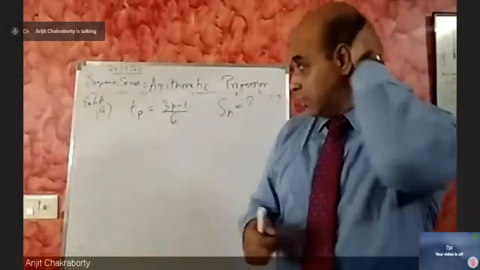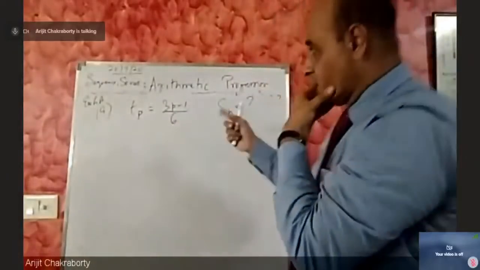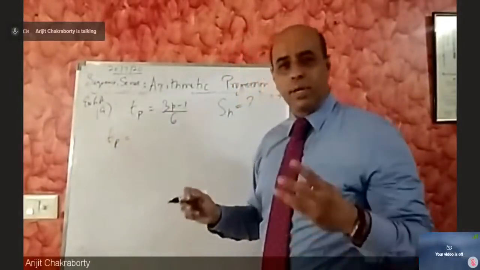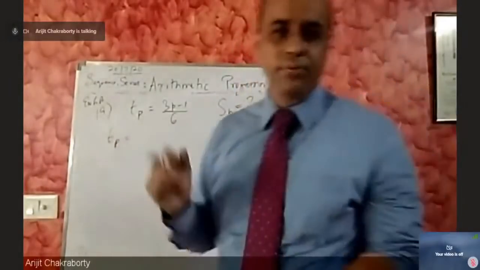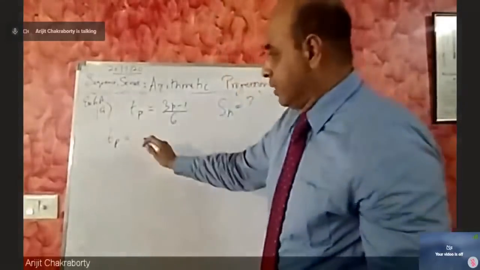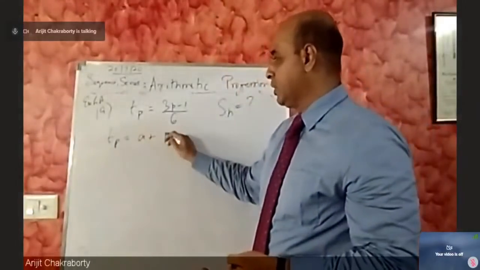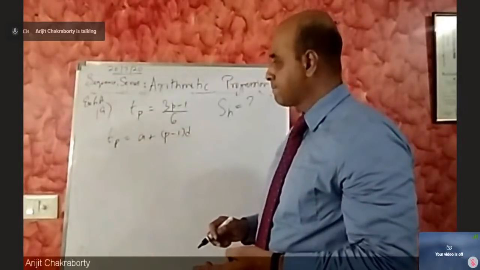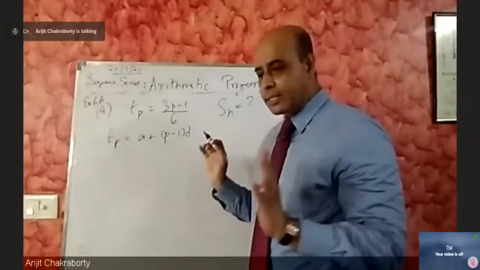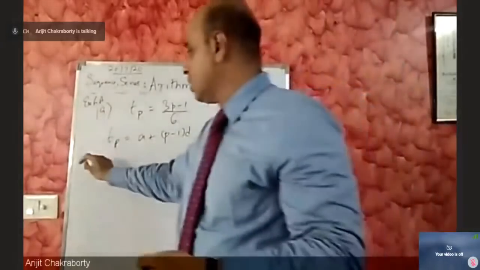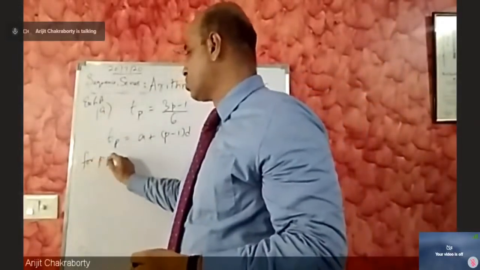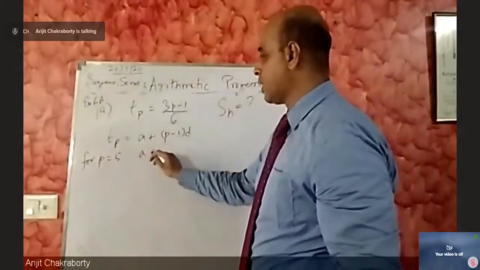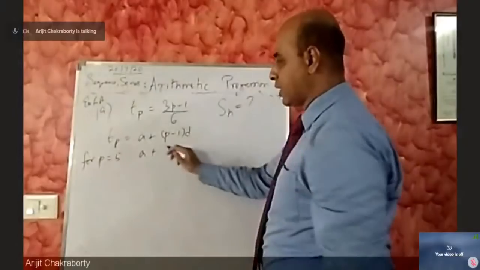Okay, now just to quickly recap. TP is equal to, let the first term be A and the common difference be D. So TP will be what? A plus P minus 1 into D. Right? Fine. So let P equal to 5. For P equal to 5, this will become A plus 5 minus 1, that is 4D.